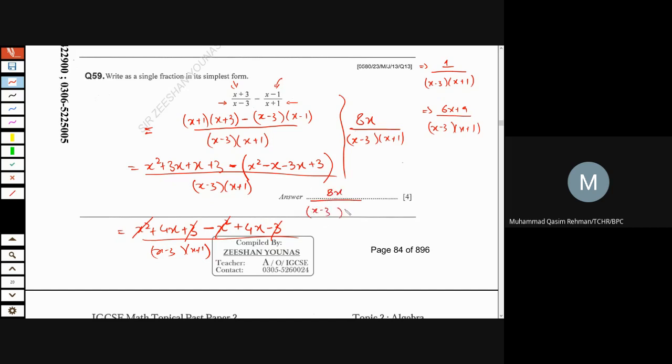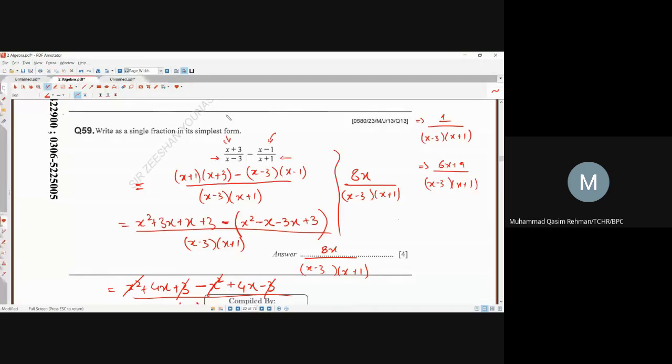These are very easy questions. All you have to do is you need to be very good in expansion and the factorization. That was the first thing we did when we started algebra.